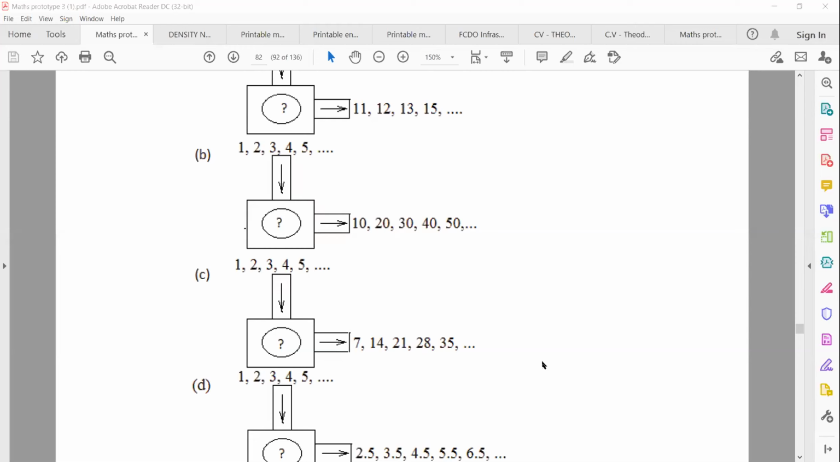So you just need to know, where you have a question mark, what number is being put, and then you look at the operations. Is it addition? Is it subtraction? Is it multiplication or division? Then you'll be able to get these results.